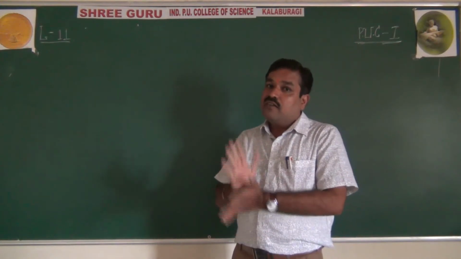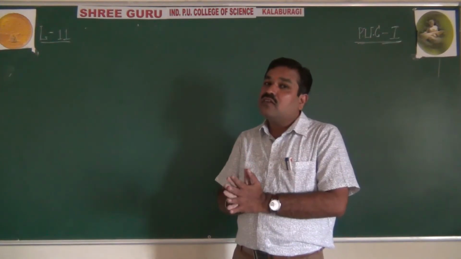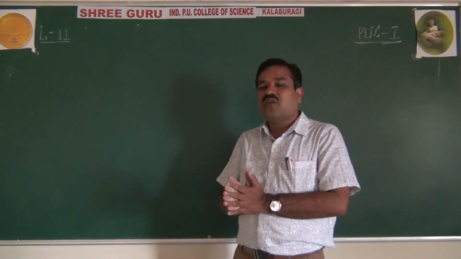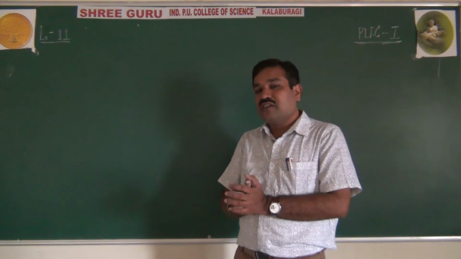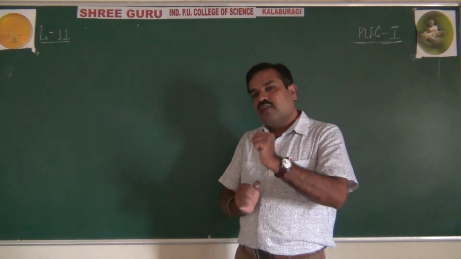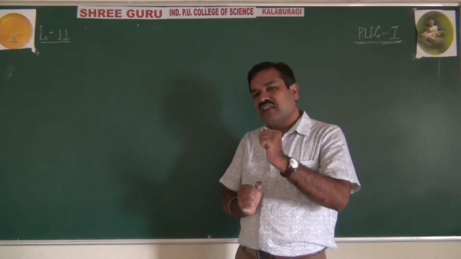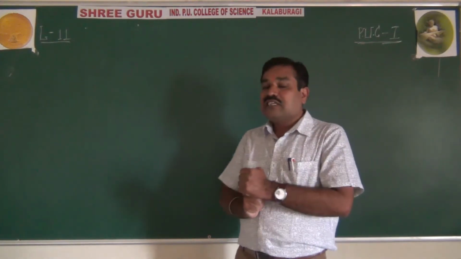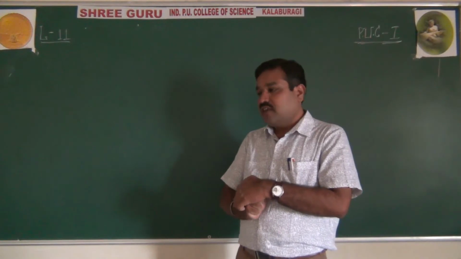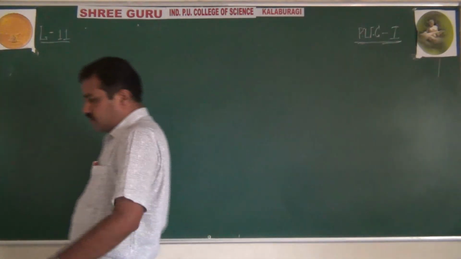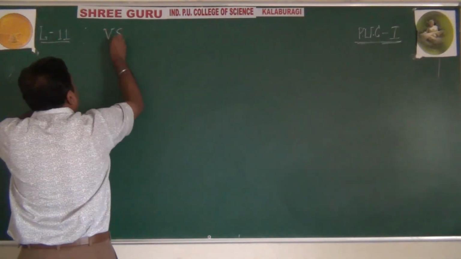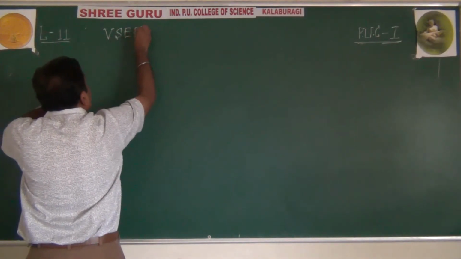It is not applicable for non-bonding pairs. So to overcome these limitations, especially if lone pairs are there, how they affect the geometry, the fixed geometry of the molecule, that can be explained very well by the valence shell electron pair repulsion theory. So this VSEPR theory is very important.